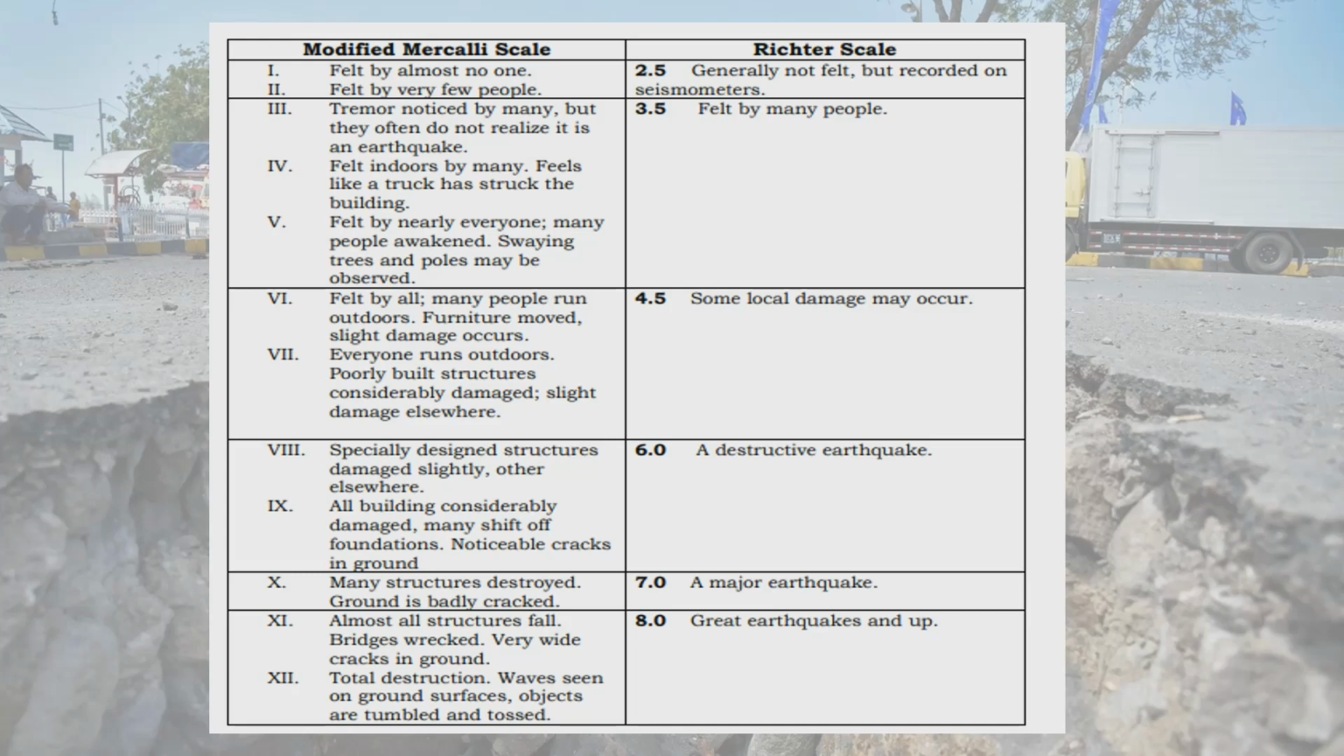So basically, in number one, it is felt by almost no one. There's a 2.5, generally not felt, but recorded on the seismometers. Maybe there are earthquakes like that in 1 and 2 that you didn't notice. Some people felt it, but others did not. And on the Richter scale, it is still recorded.